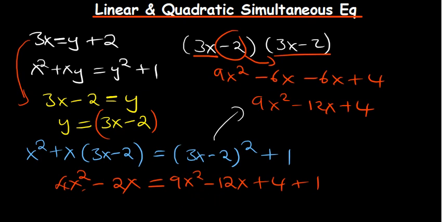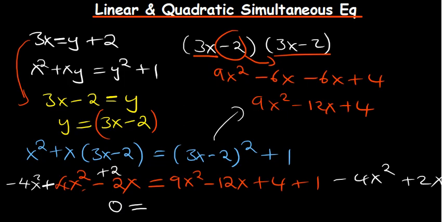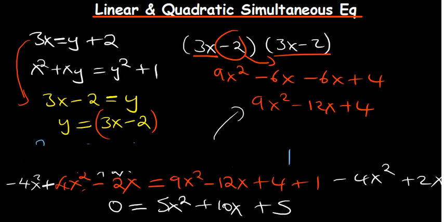So we're going to have 0 is equal to 9 minus the 4x squared from the other side, because we're adding negative 4x squared to both sides, and we're also adding plus 2x on both sides. So on the left they all subtract. 9 minus 4 is 5x squared, and then negative 12x plus 2x is just negative 10x, and then 4 plus 1 is just 5. So you can see that we've ended up now with a quadratic equation, right?